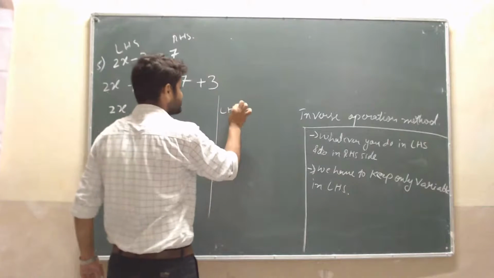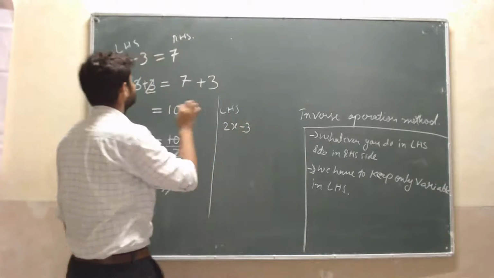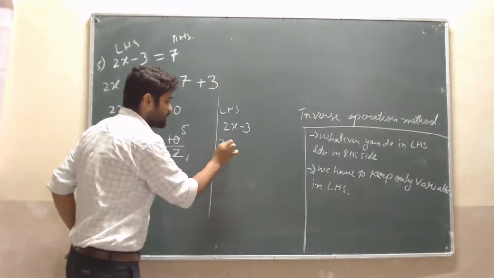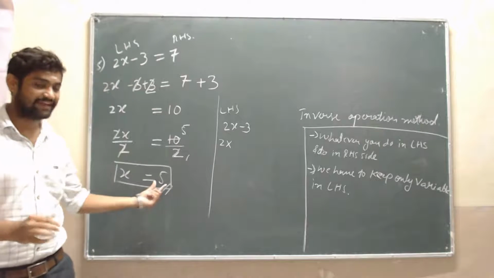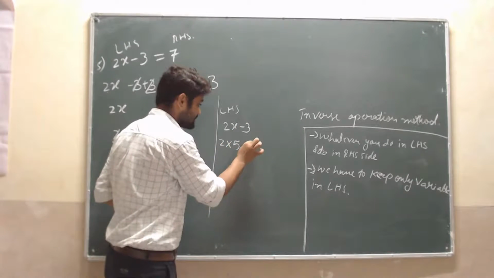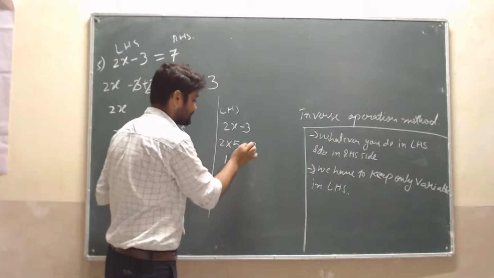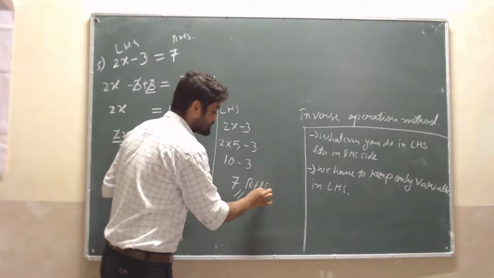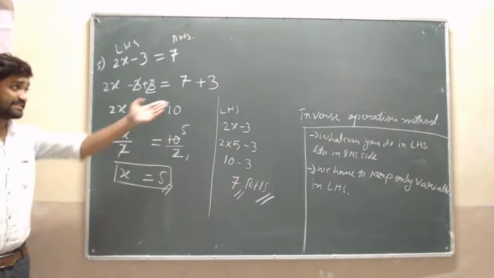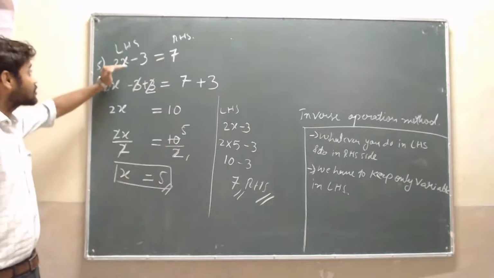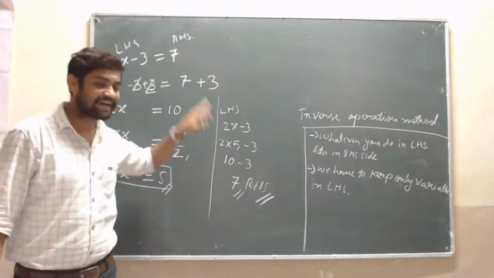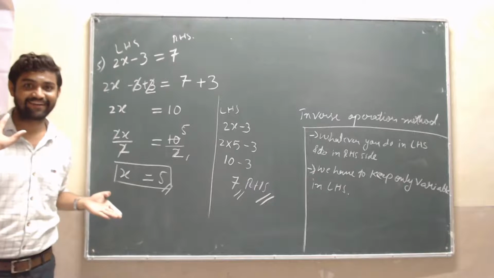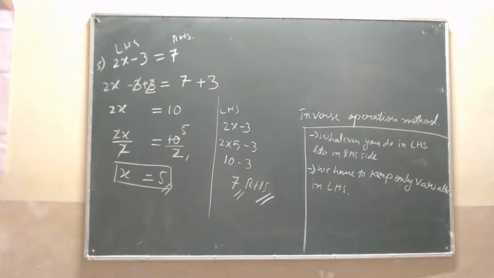We have LHS, that is 2x minus 3. 2 into the x value we have, that is 5, minus 3. 2 fives are 10. 10 minus 3 is 7. 7 is the RHS. That is, LHS is equal to RHS, 2x minus 3 is equal to 7. Then we can tell that x is equal to 5 is the answer. Okay? Then move to the next problem.